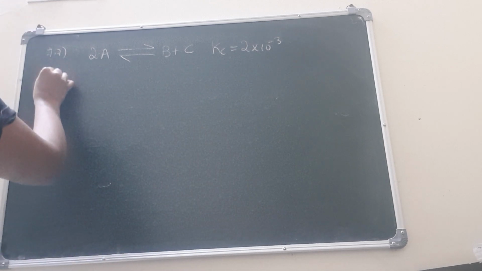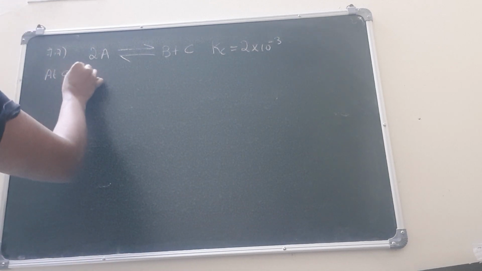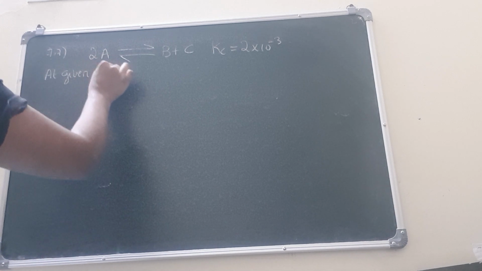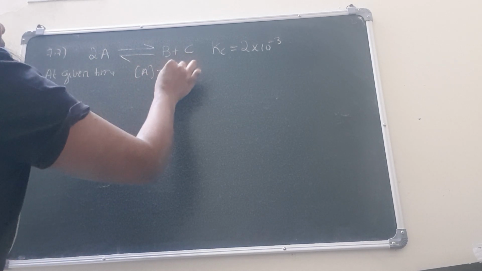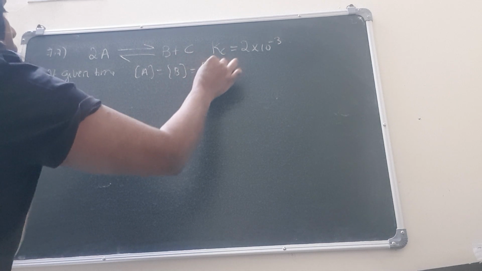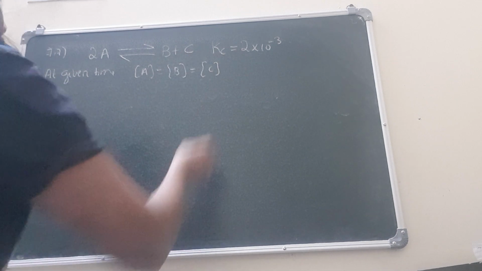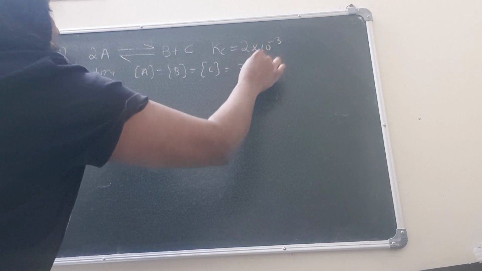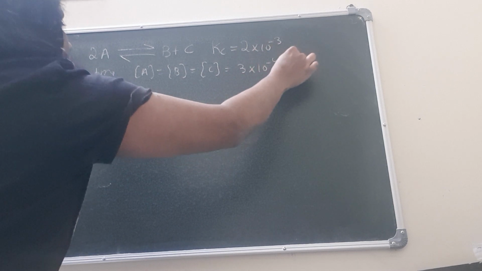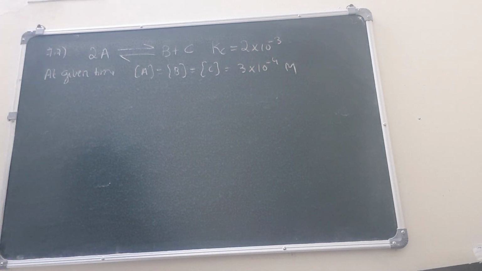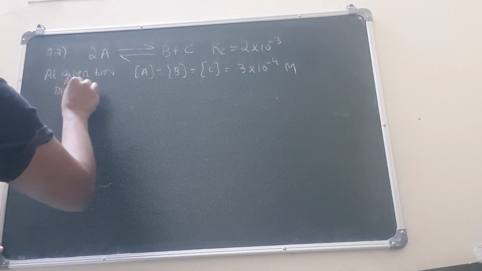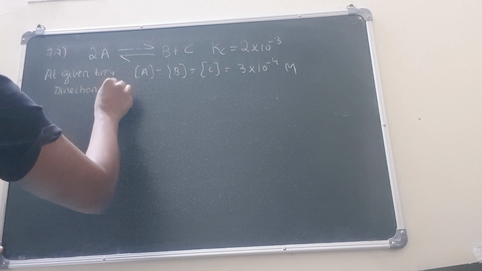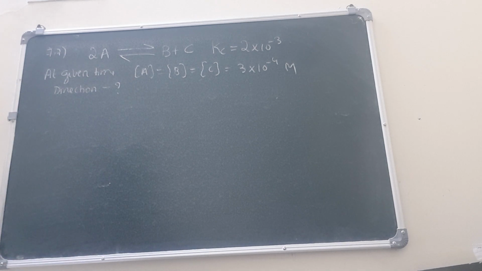Okay, so at some given time, you know the concentration of A and B and C are all equal, and it is equal to 3 into 10 power minus 4 molar. You have to say what is the direction in which the reaction proceeds. Is it going to be a forward direction or a backward direction?